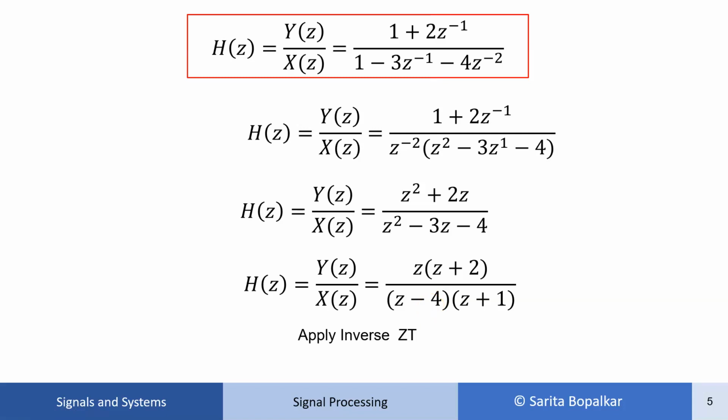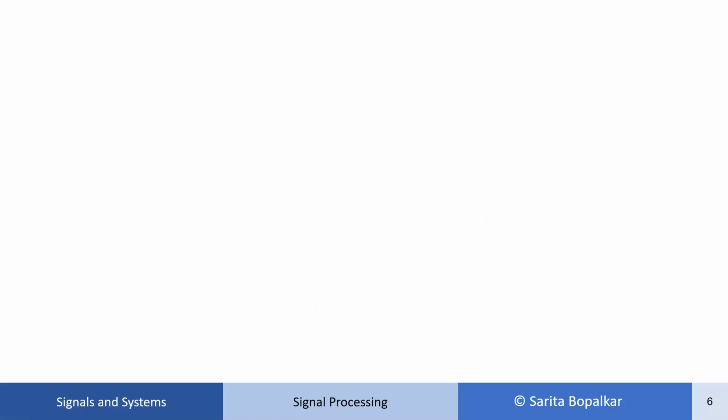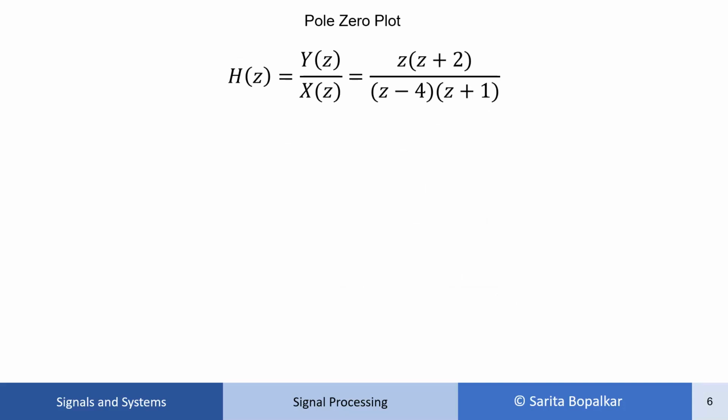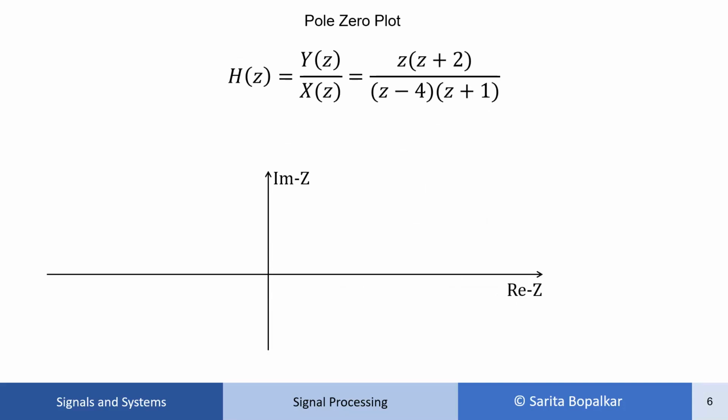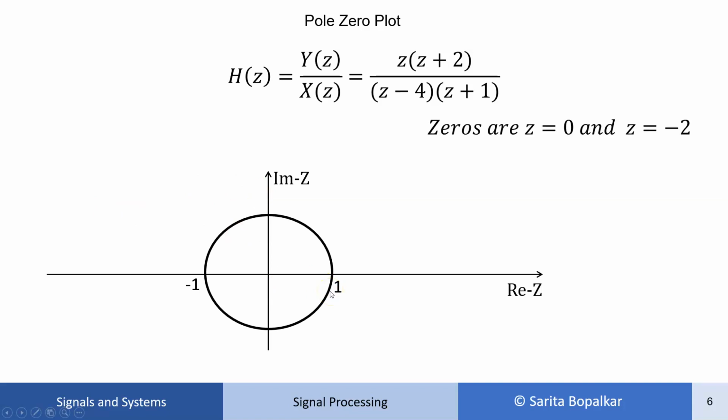So we'll plot the pole zero plot. This is our h of z. This is the z domain, real axis, imaginary axis, and this is the unit circle whose radius is 1. Now zeros are z is equal to 0 and z is equal to minus 2. Poles are z is equal to 4 and z plus 1 equal to 0, which means z is equal to minus 1. So these are poles, these are zeros.